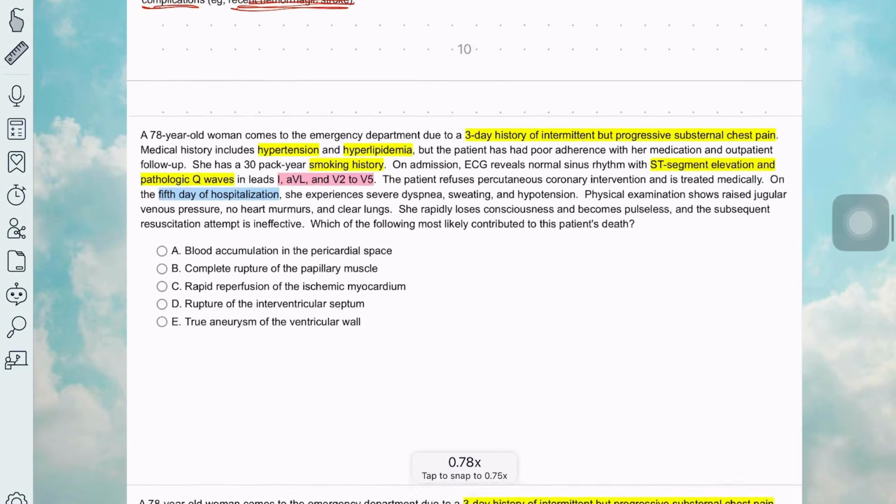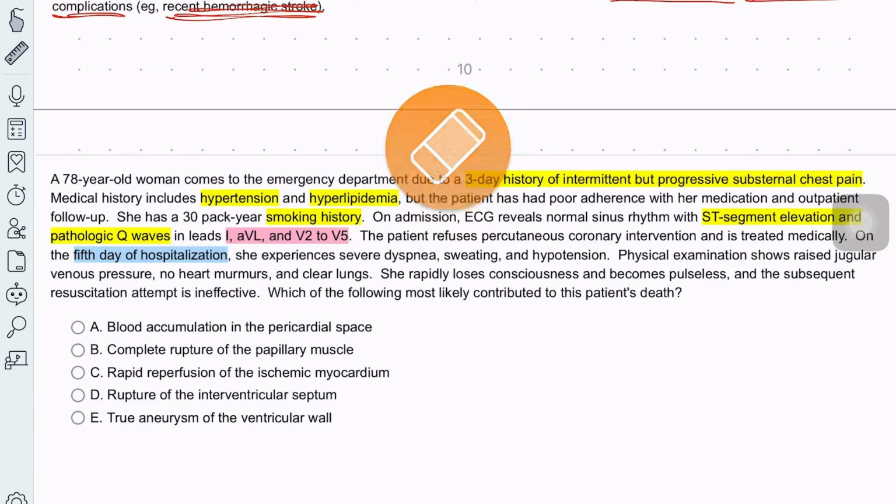Next question. A 78-year-old woman comes to the emergency department due to a 3-day history of intermittent but progressive substernal chest pain. Medical history includes hypertension and hyperlipidemia, but the patient has had poor adherence to her medication and outpatient follow-up. She has a 30-pack-year smoking history. On admission, ECG reveals normal sinus rhythm with ST segment elevation and a pathological Q wave in leads 1, AVL and V2 to V5. The patient refuses percutaneous coronary intervention and is treated medically.